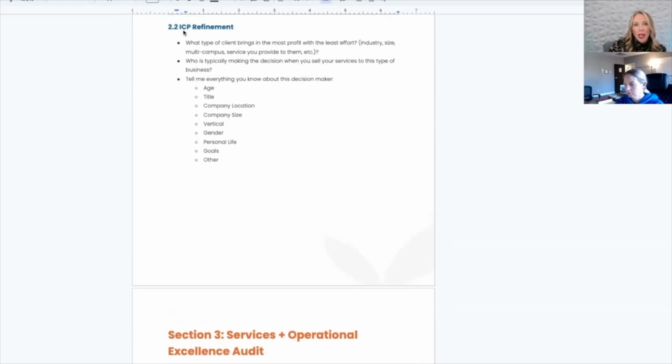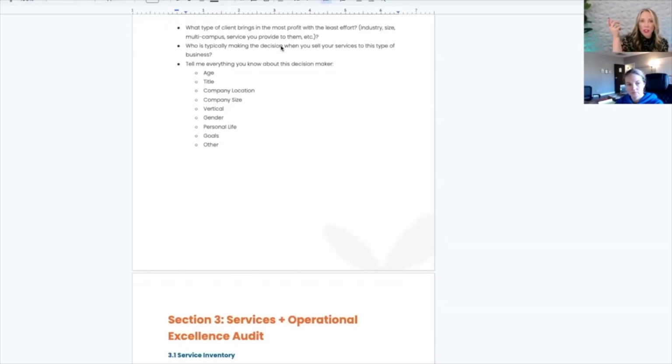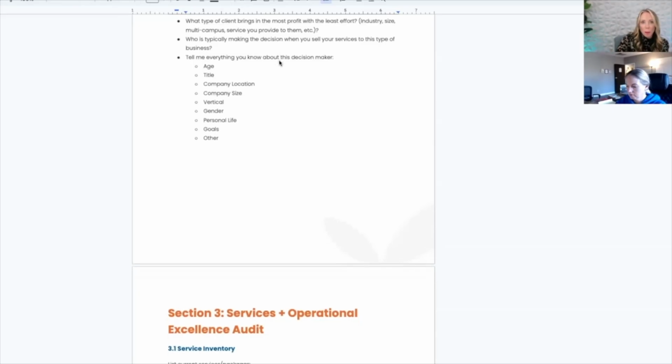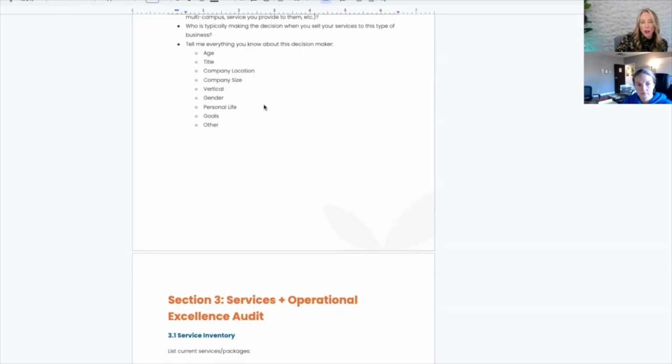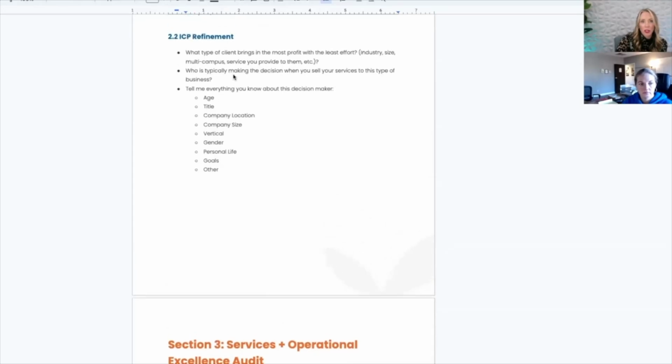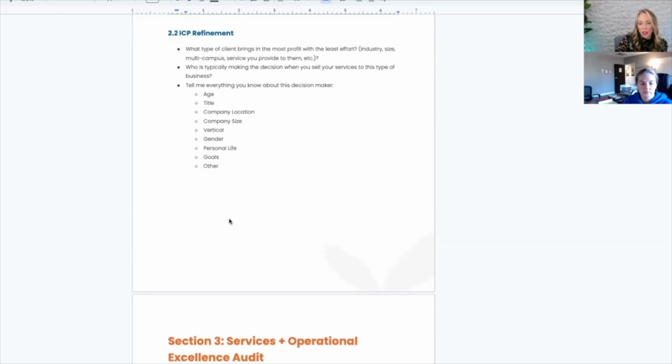And then understanding ICP means ideal customer profile. So understanding who is making the decision when you sell your service to this type of business. Is it the actual business owner, or is it the administrative assistant, or is it who's actually making the decision? Who's most important decision maker here? And then go and fill in just everything you know about that decision maker to make sure. Doesn't hurt to also use the space to add in influencers, who's influencing this decision.